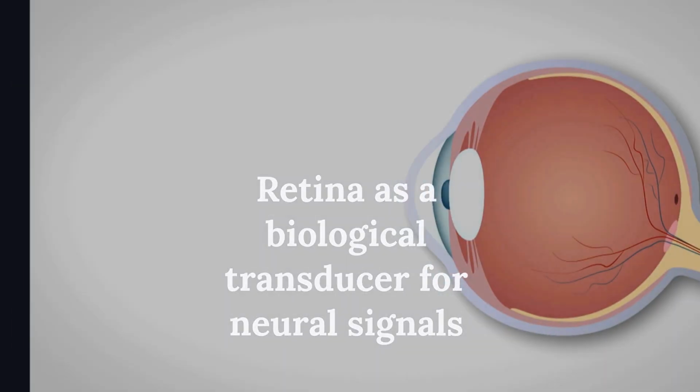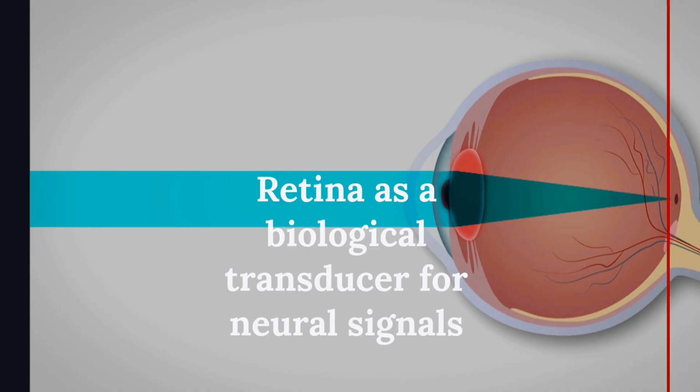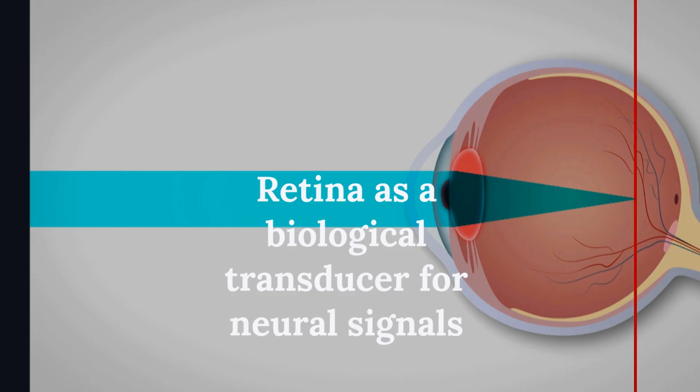The retina is located at the back of the eye. It contains photoreceptor cells that convert light into signals. These signals are then processed by bipolar and ganglion cells. This forms a complex transduction system. The retina acts as a biological transducer for neural impulses.